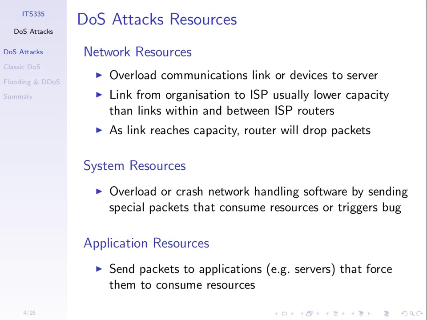The network resources, you overload the communications network. For example, the links or the devices that create that network. You overload the wireless link to the wireless access point. That is, it makes it difficult for others that would normally use that Wi-Fi for their internet access. It makes them difficult to send their data through.